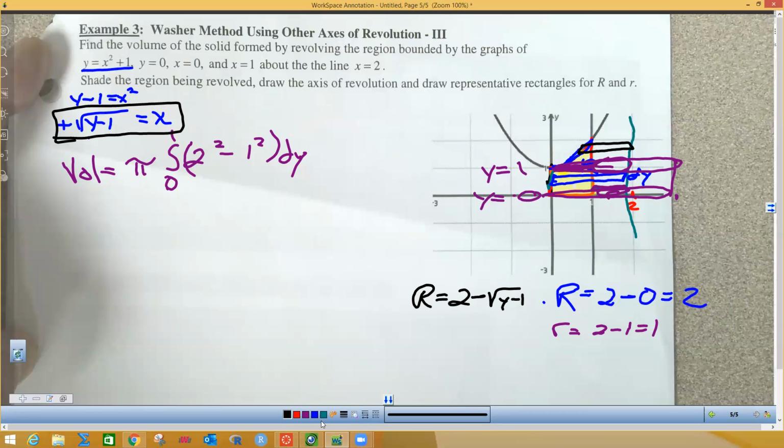This is hard, boys and girls. This is tough. All right, so there's big R.